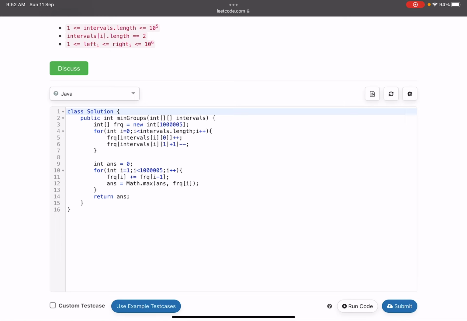The time complexity for this one will be, again you are traversing it two times. So the first is big O of n, and in the second I have taken an extra space of 10 to the power 6. You can reduce that by using a map as well, and we will be good to go, right? So yeah, this is the solution.